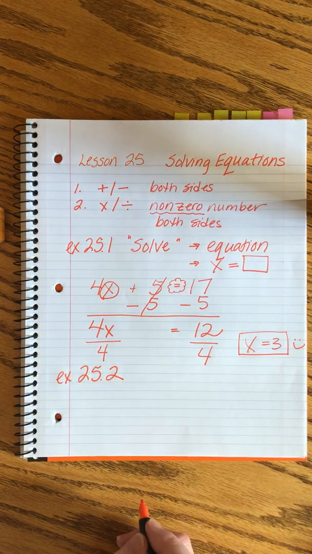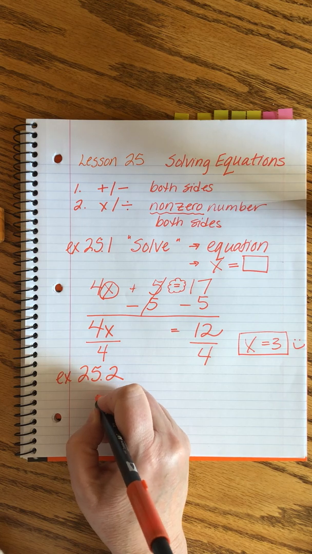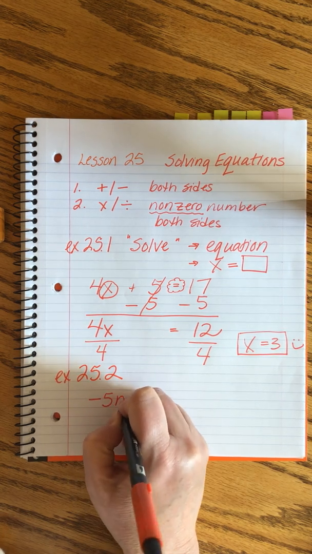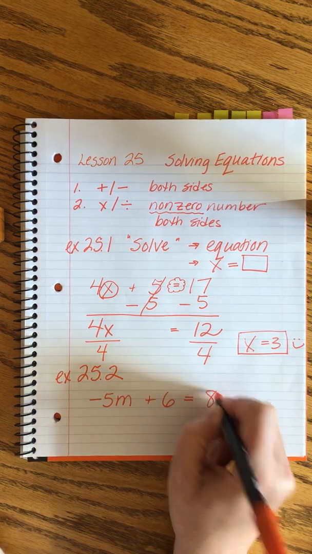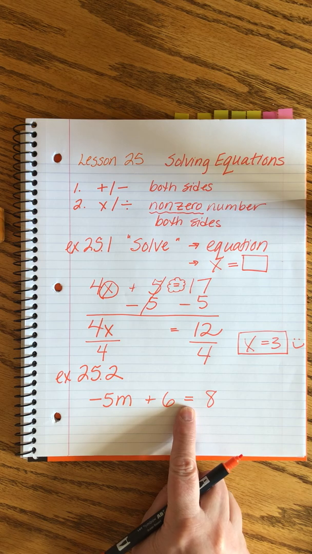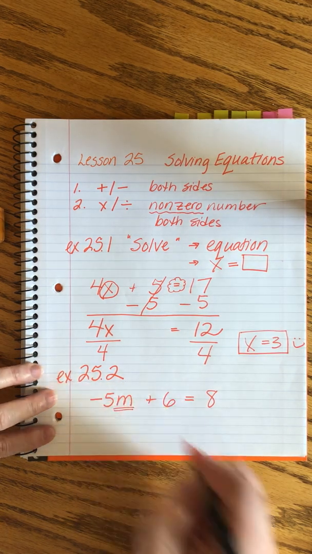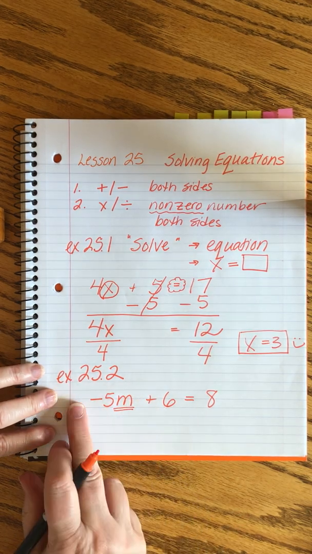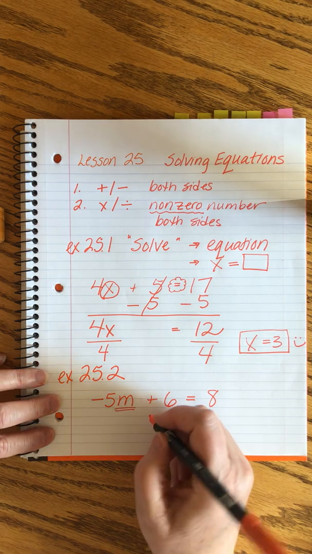Let's do another one. Copied it down. It says to solve. Yep, there's the equal sign. We know it's an equation. Here's our variable. We're adding to it and we're multiplying by a negative number. Okay, we always do the adding and subtracting first.